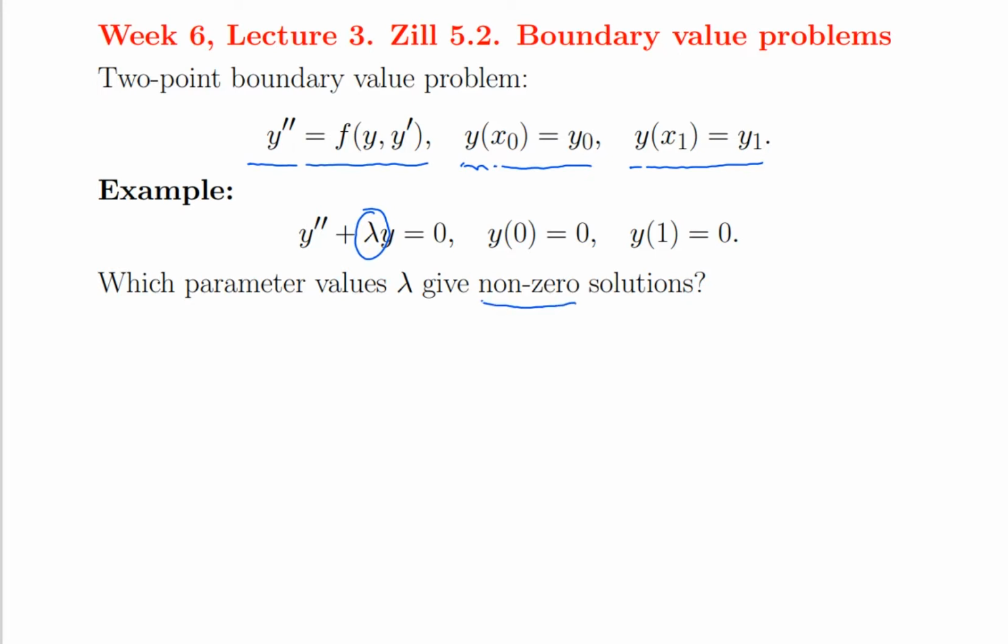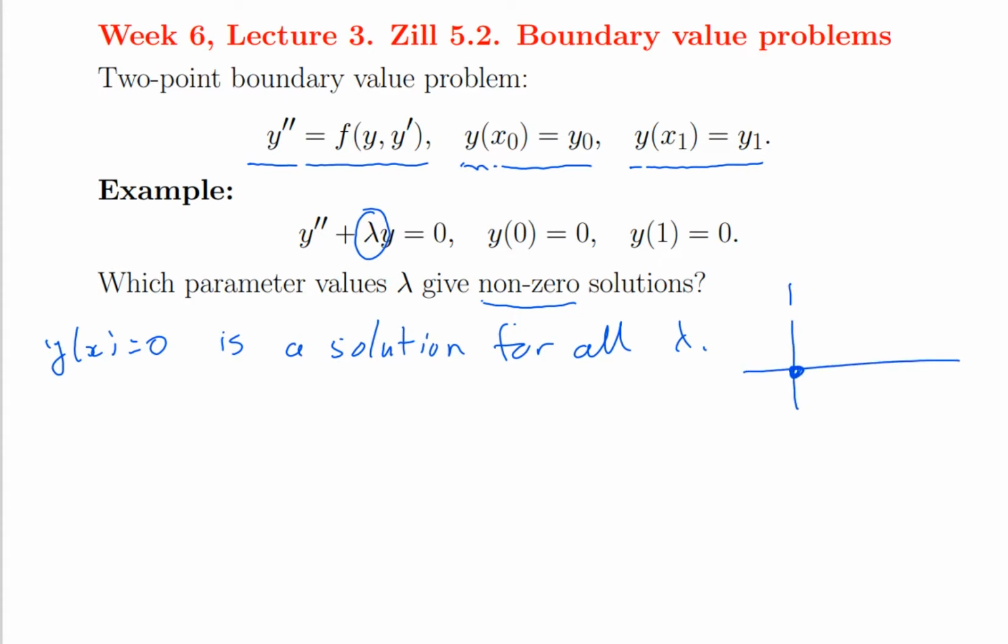And the question says we're looking for non-zero solutions. Now that's very important because y equals 0, that's always a solution for all lambda. If you take the 0 function, y equals 0, it satisfies the differential equation and it satisfies both boundary values. It's always a solution. So we want a non-zero solution. Something that starts at 0, ends at 0, but isn't 0 in the middle. We don't know what it is yet. So let's have a go and see what we get.